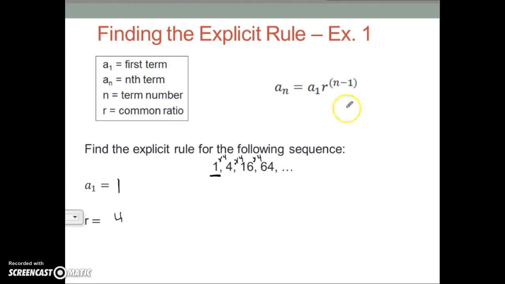So then setting up our explicit rule, we're going to replace a sub 1 with 1, because that's our first term. So 1 times our common ratio of 4 raised to the n minus 1 power. And you can actually simplify this since we're multiplying by 1: a sub n equals 4 to the n minus 1. This is our explicit rule for this sequence. So now that we know the explicit rule for this sequence, we can use it to solve for an unknown value.